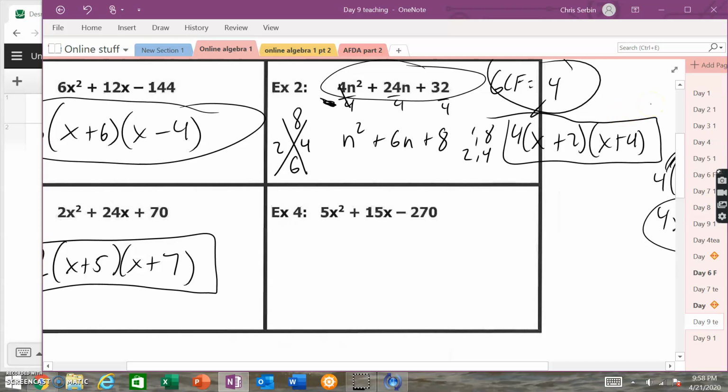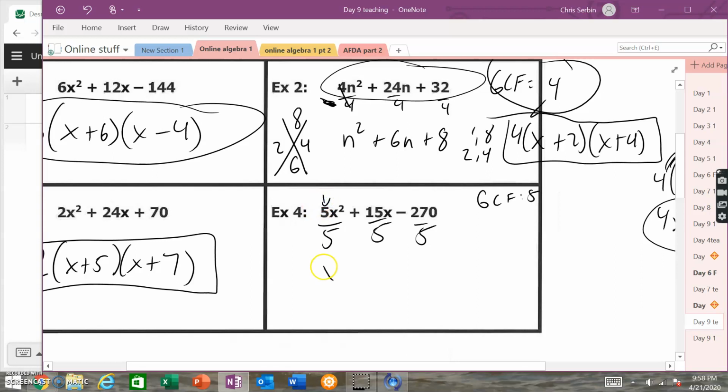So I have 5x squared plus 15x minus 270. So I look at my numbers, 5, 15, 270. Well, I gotta look and think, well, the only numbers that divide into 5 are 1 and 5. And we're talking about greatest common factor here, so I'm going to be using 5. I divide 5 into all those. Make sure it comes out even. Just preemptively up here, my greatest common factor.